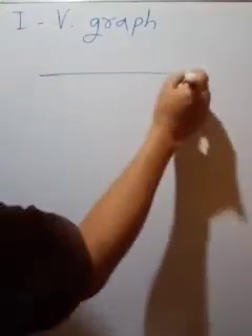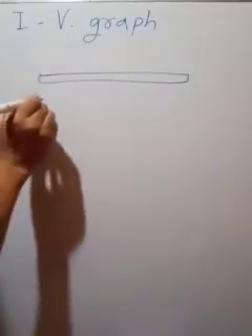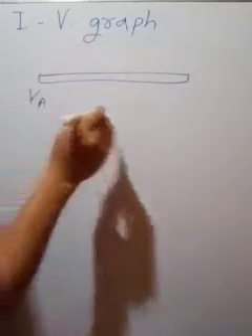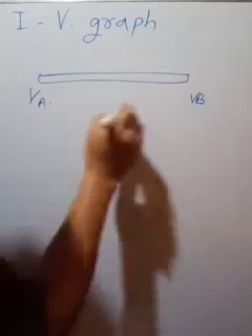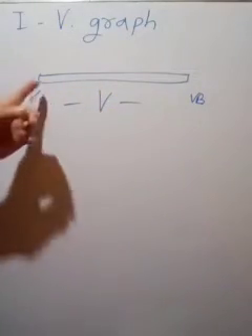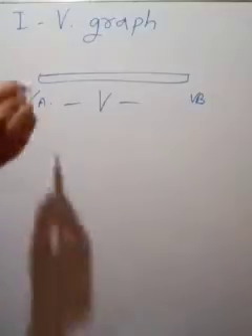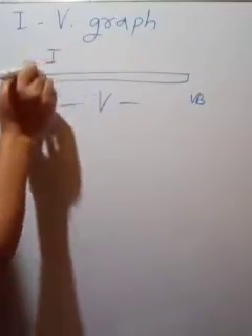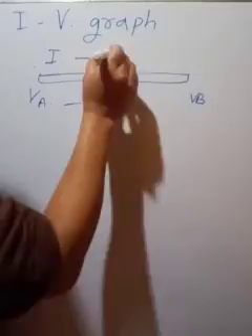Here we learn the IV graph. IV graph means I is current and V is potential difference, volt. If you have a conductor and you apply a potential difference on this wire or conductor, then current will flow from high potential to lower potential.